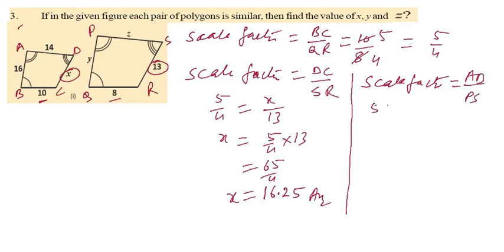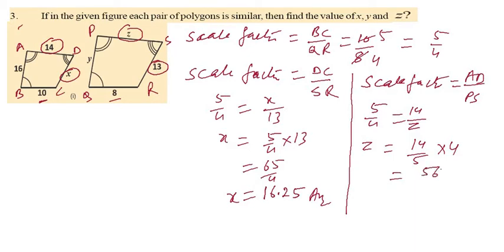The scale factor is given as 5/4. AD, as you know, is 14, so you have to write 14 here. And PS is Z, so you have to write Z here. Now Z will be equal to 14 upon 5 into 4.